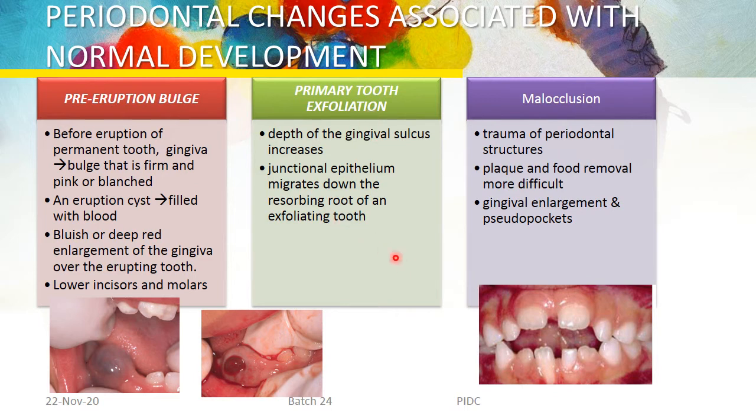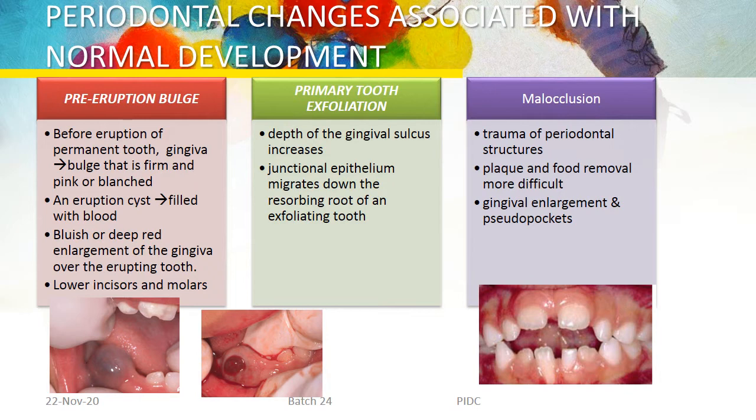Mainly this occurs in children where there is a decrease in the depth of the gingival sulcus, and then an increase in the depth of the gingival sulcus, and the junctional epithelium migrates down the resorbing root of an exfoliating tooth, and therefore the tooth becomes mobile and the tooth gets exfoliated.